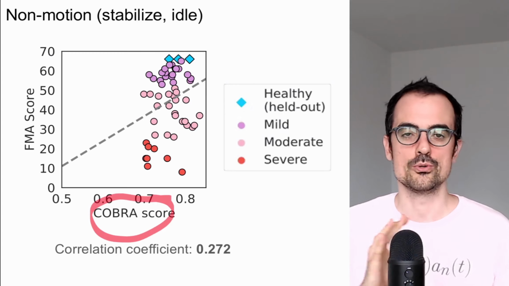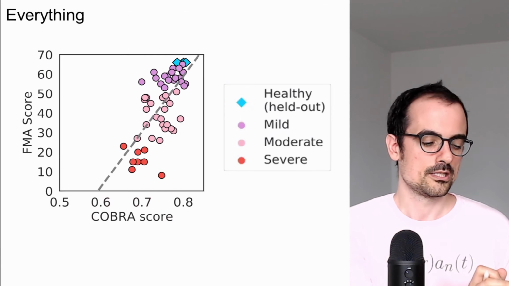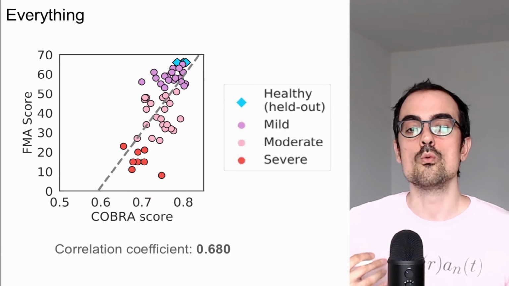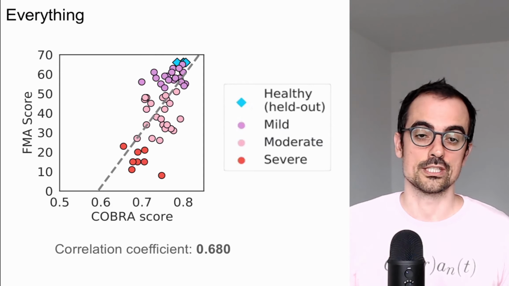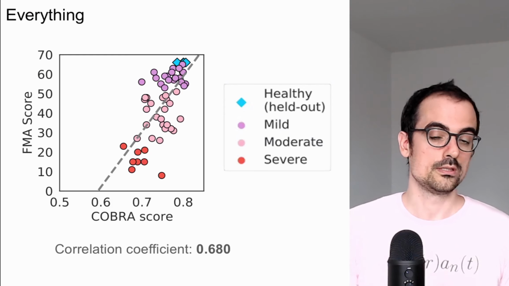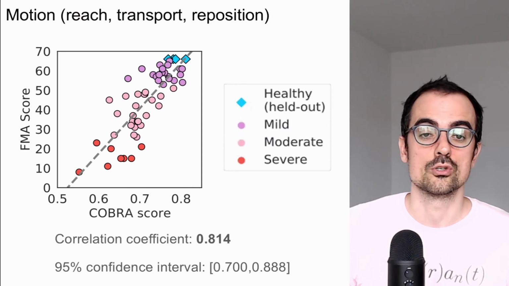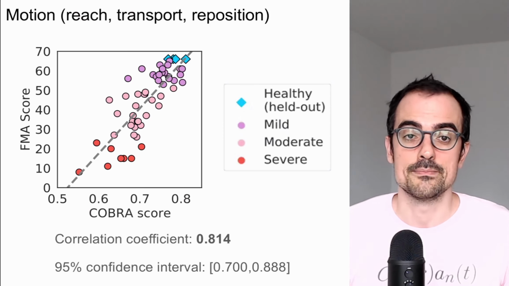This is what happens if we use everything, motion and non-motion primitives. The results are not bad, but they're definitely not as good as when we only use motion-based primitives. The correlation coefficient here is 0.68. Remember that if we use the motion primitives only, then we get a much higher correlation coefficient of 0.814. We get much better estimation of impairment.